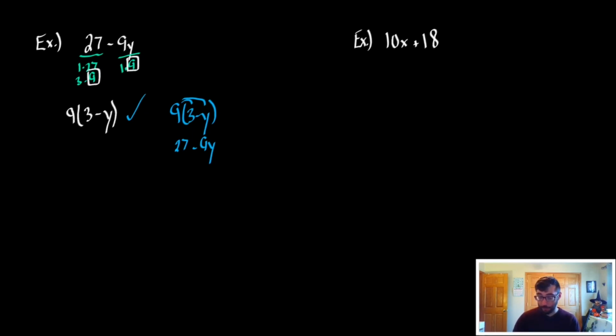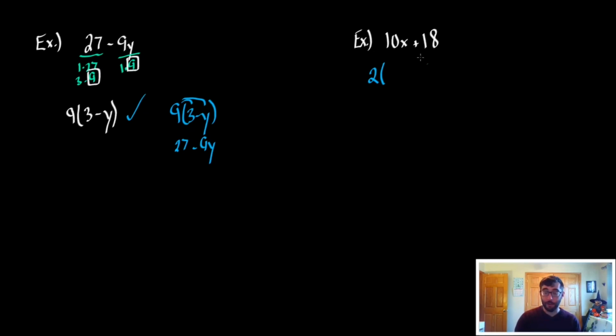And for this one, I am not going to make a list of factors, so I recommend you try this on your own first. Now I have 10x plus 18. So I'm thinking, what is the greatest common factor? Well, 10 is just like 2 and 5, and 18 is 2 and 9, and 3 and 6. So the greatest common factor is 2. So I'm going to factor a 2 out.